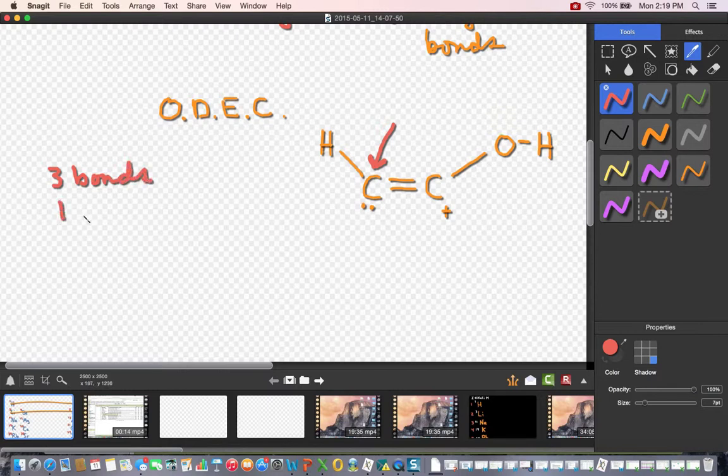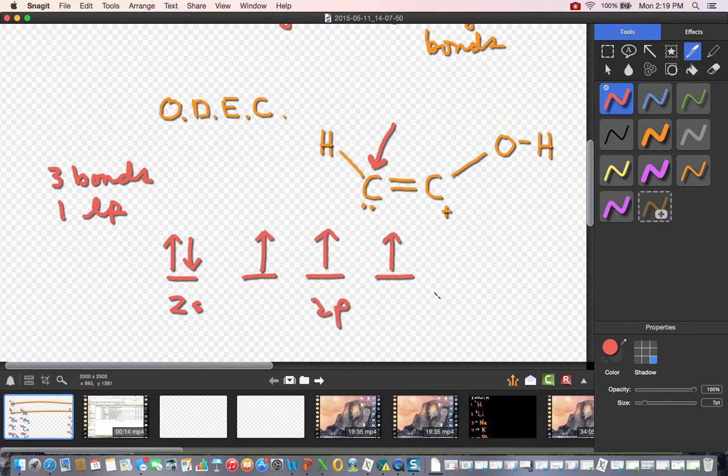It has one lone pair. We know carbon is a second row element. If it's making 3 bonds, I have to have 3 lone electrons, and if I have a lone pair, I must have another that is paired up. Here's my 2s, here's my 2p.